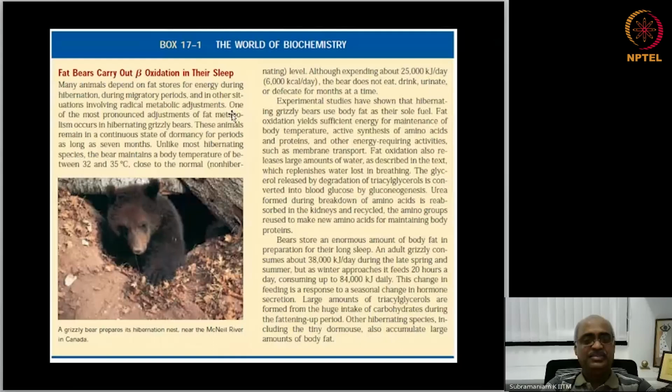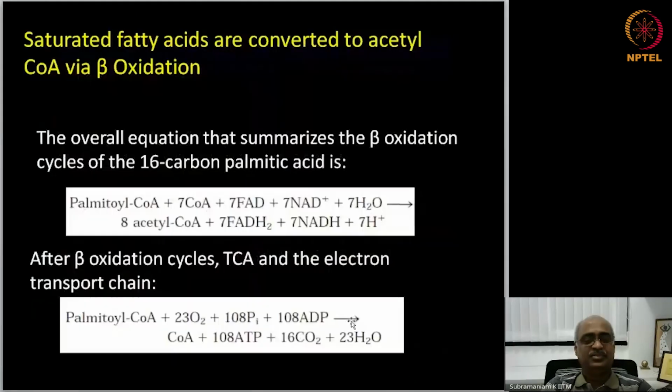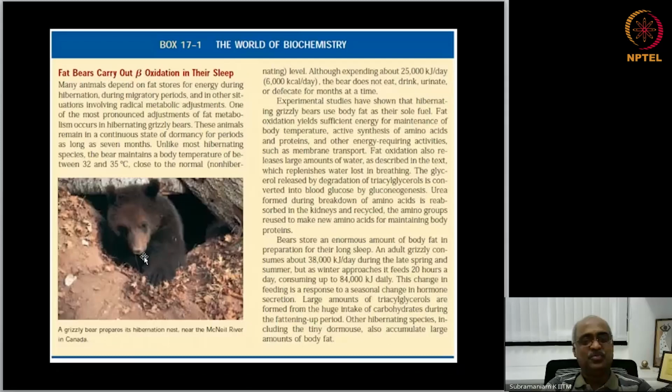And I told you it doesn't drink water. Where does the water come from? It is these 23 molecules from every palmitoyl CoA. That is what provides its water. What does it do for glucose? You need glucose for the brain, or if glucose is not there, ketone bodies. So these come from these triacylglycerols. Blood glucose is generated via gluconeogenesis.